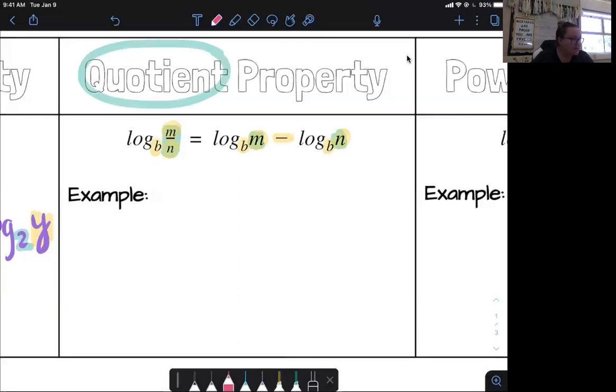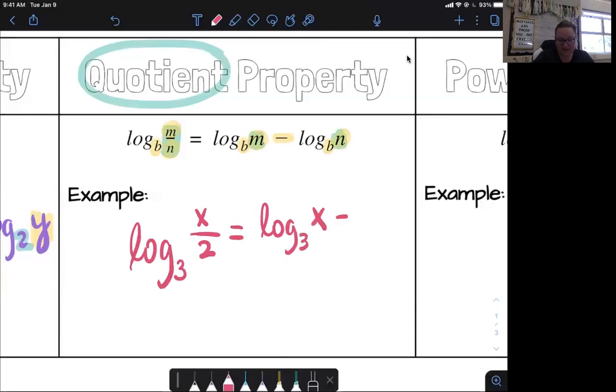So another example of this could look like the log base 3 of, let's say, x divided by 2 would then be equal to the log base 3 of x minus the log base 3 of 2. So notice that x was being divided by 2. x is in the first log, 2 is in the second log. I'm subtracting both of them, and this time my base was 3.